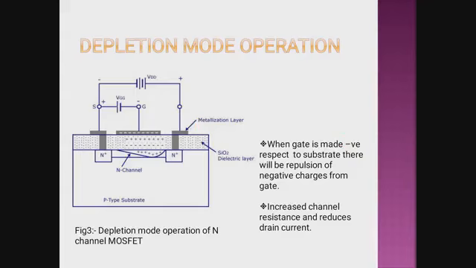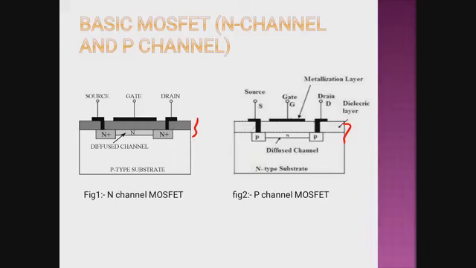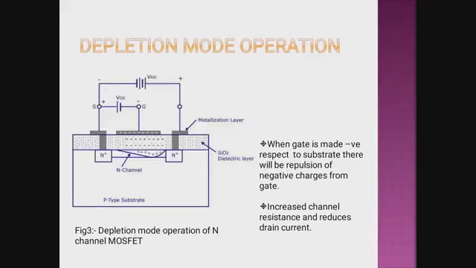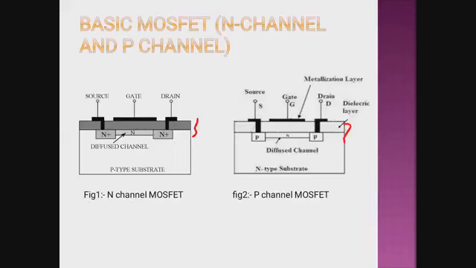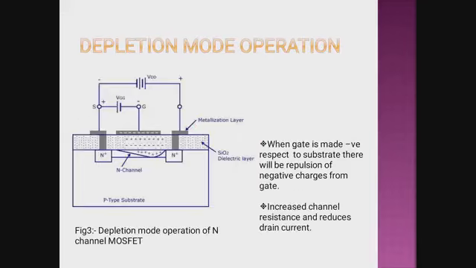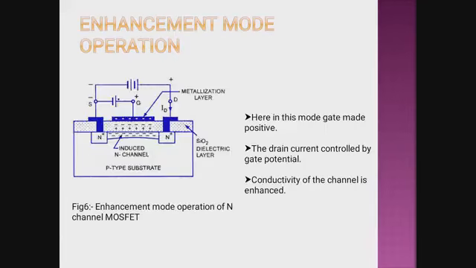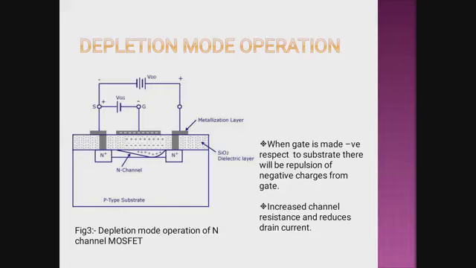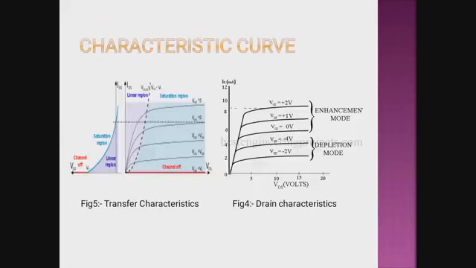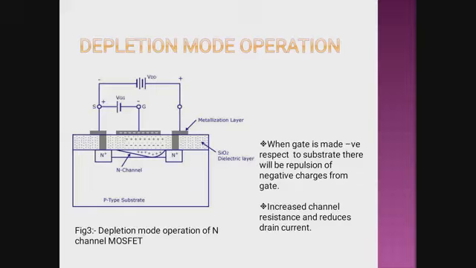In the previous slide we have seen the basic constructions of N channel and P channel MOS. Now in this slide I want to explain the operating principle of MOSFET after biasing. So MOSFETs are basically operated in two modes. One is depletion mode, another one is enhancement mode. I will talk later about enhancement mode of operations. Now I am describing the depletion mode of operations.